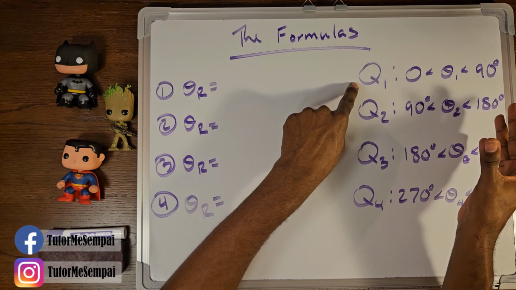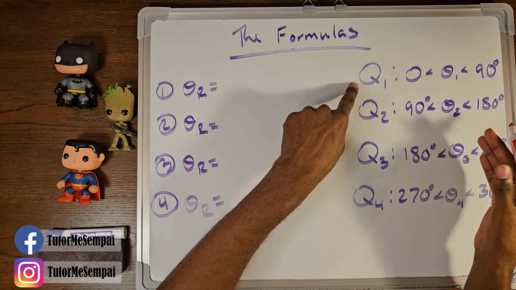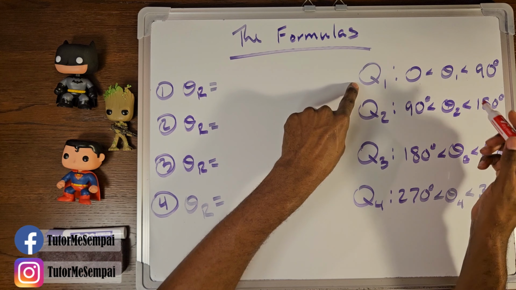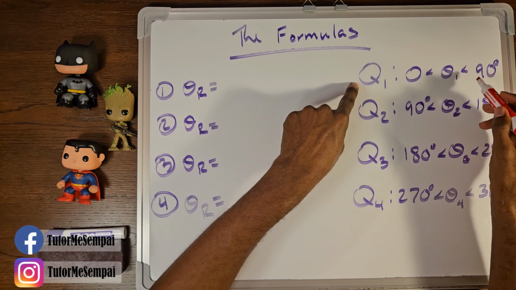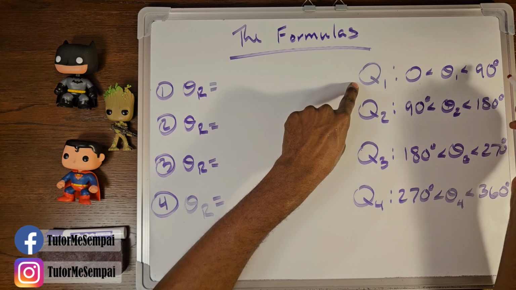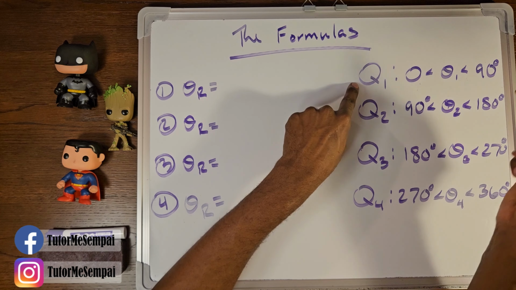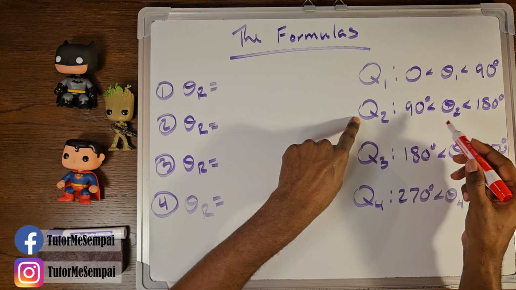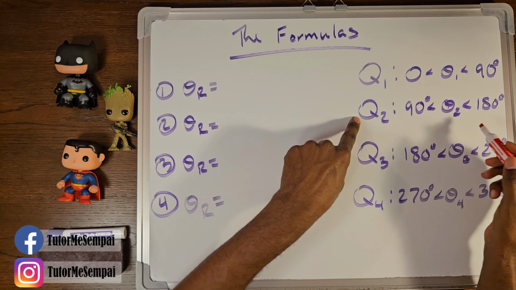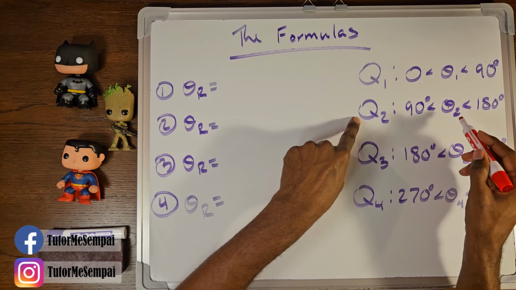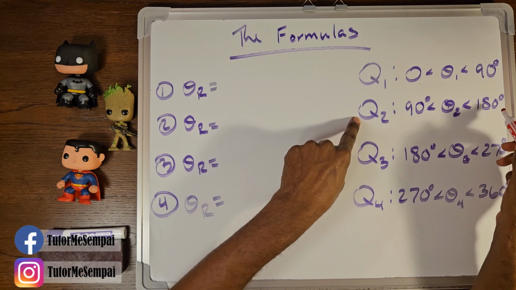Now this is also going to be true for radians. I just wrote it here in degrees, but it's going to be true for radians as well. Any theta in quadrant 1 is going to be between 0 and 90 degrees, so it's going to be called theta 1 for our purposes. Any theta in quadrant 2 is going to be between 90 and 180 degrees. So our theta 2 is going to be between 90 and 180 degrees.